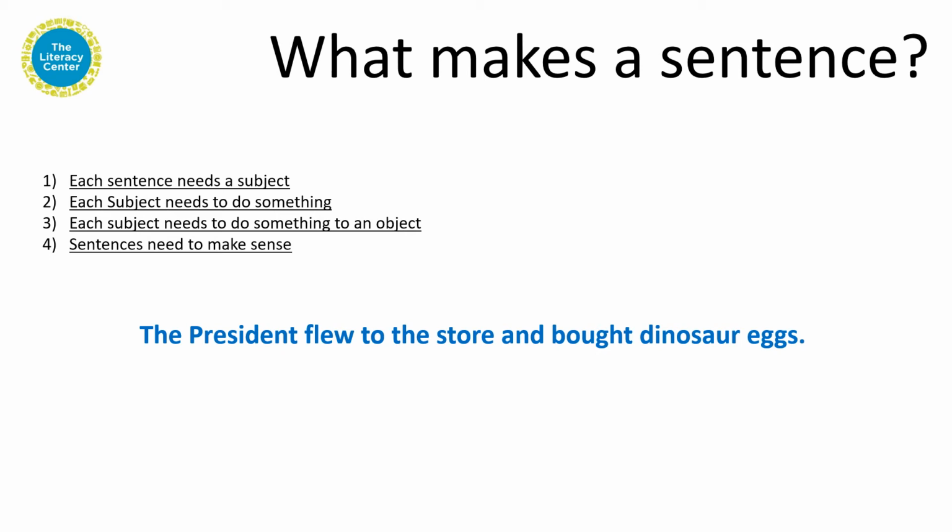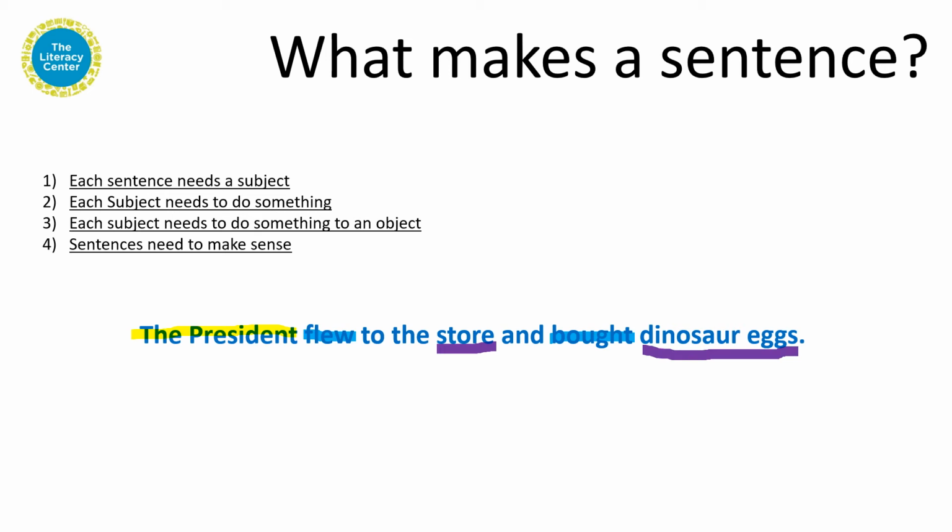Let's break it down like we have before. We have the president. We're being told what the president is doing. Flying, or has flown. Past tense is flew. Flew to the store and bought dinosaur eggs. So we actually have 2 things the president is doing. Buying something as well. And then we have the objects. So the president flew to the store. And the president bought dinosaur eggs.